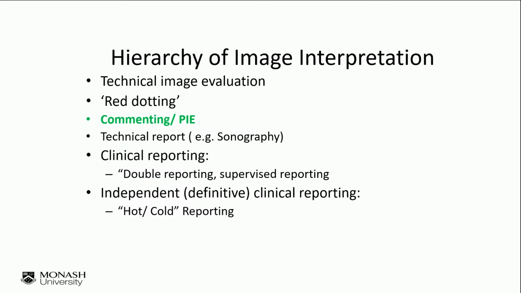So there is a hierarchy when it comes to image interpretation. The first thing that needs to be done is to look at the technical image evaluation, look at the quality of the image, for example, if it is a chest, look at how well the patient has inspired when taking the chest x-ray. And then the next level was the red dotting, so providing a red dot. And now there is commenting or providing a preliminary image evaluation.